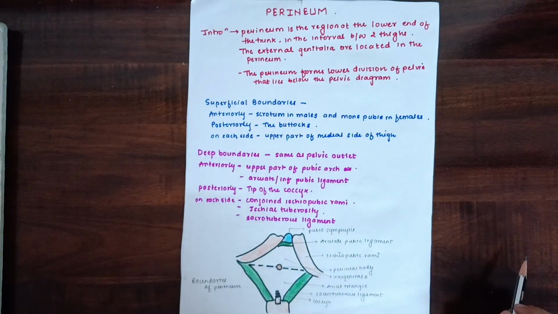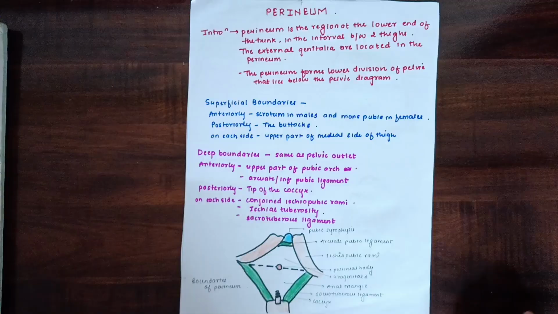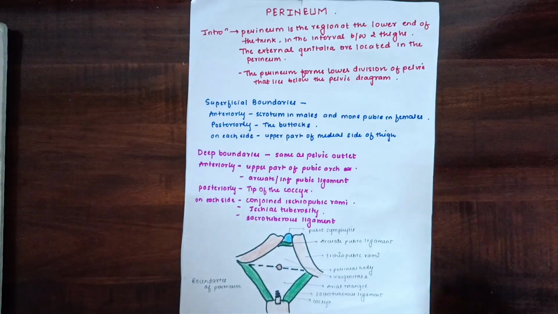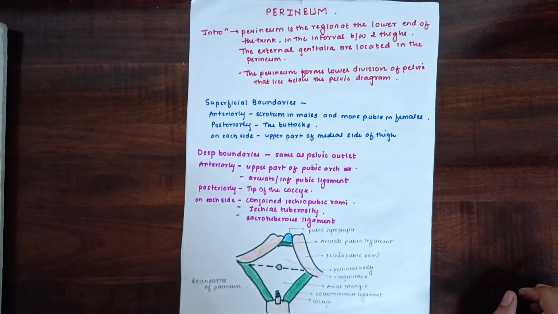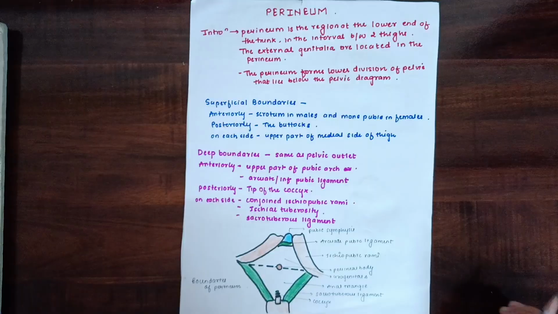The perineum forms the lower division of the pelvis that lies below the pelvic diaphragm. Pelvic diaphragm, below it lies the perineum.